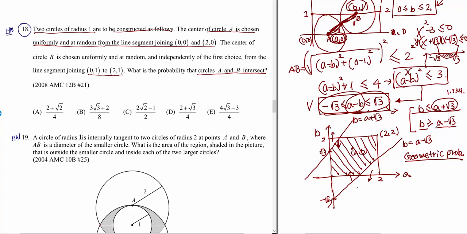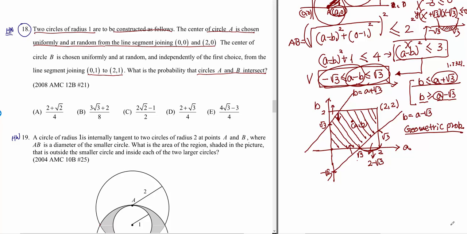This is square root 3. The slope is 1. This is also square root 3, isn't it? Slope is 1. This is also square root 3. What is the length of this one? This is 2 minus square root 3, from here to here. This is square root 3. Now let's find the area of this triangle. So 2 minus square root 3 times square root 3, divided by 2. But we have another one over here, so times 2 again. So this is cancelled out. We got 2 square root 3 minus 3, isn't it?